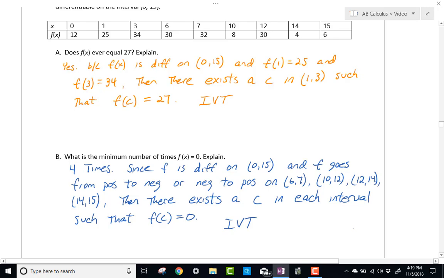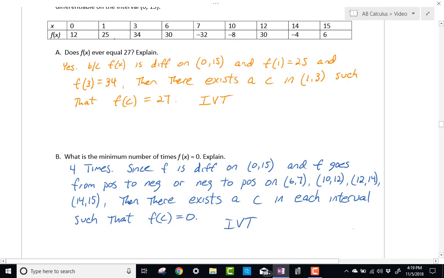All right, so let's see here. If I look at the interval, now I'm looking for where f is going from increasing to decreasing. So if we look at 0, we've gone from 12 to 25 to 34. We're constantly increasing there, but all of a sudden we go from 34 back down to 30.